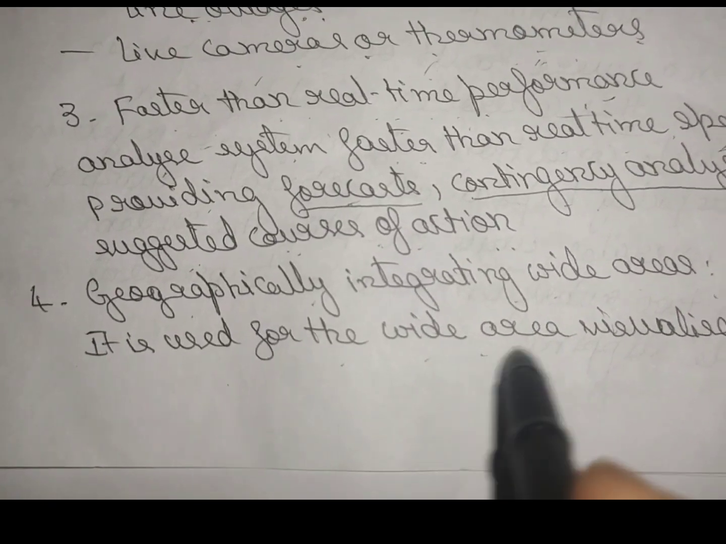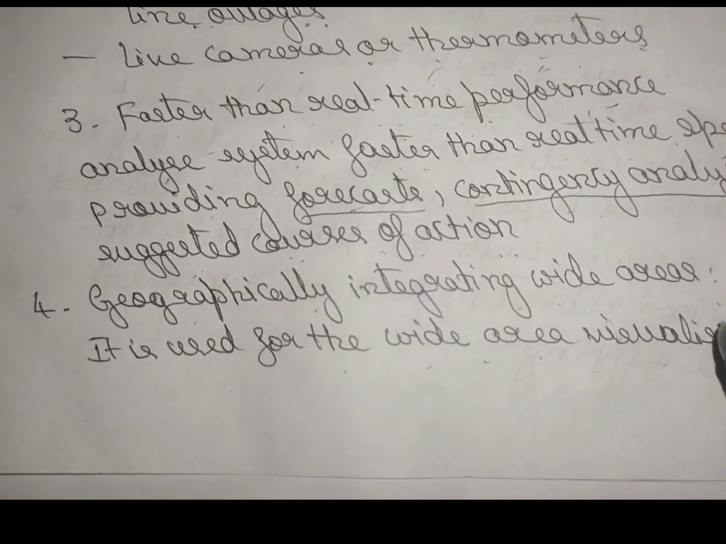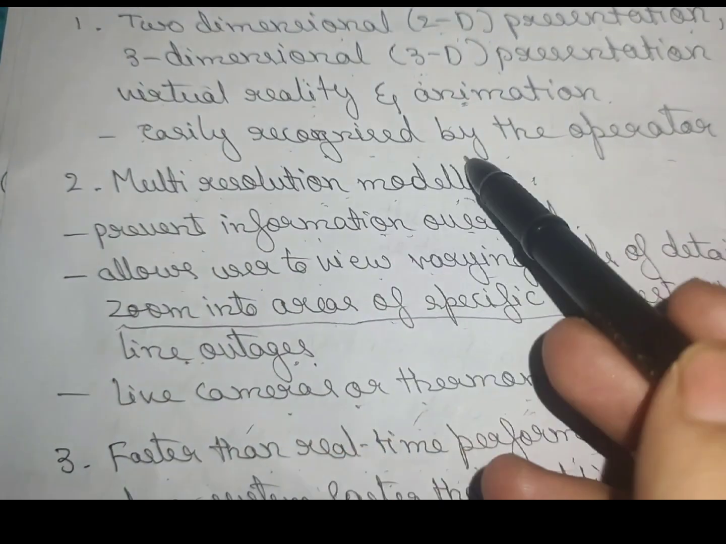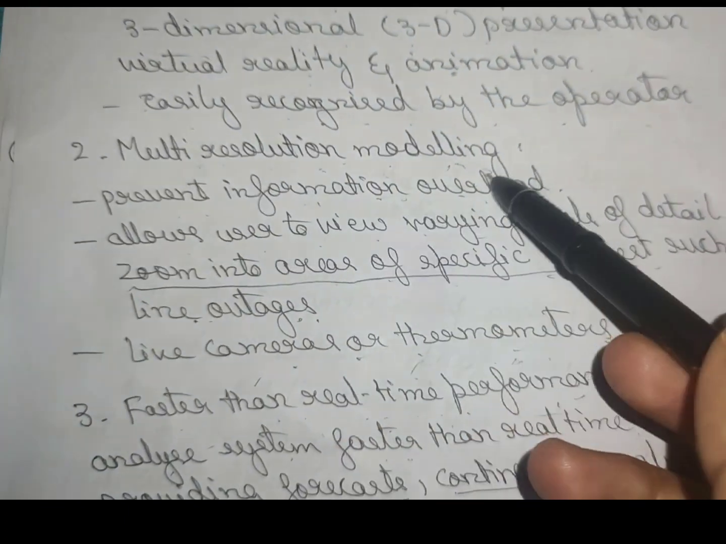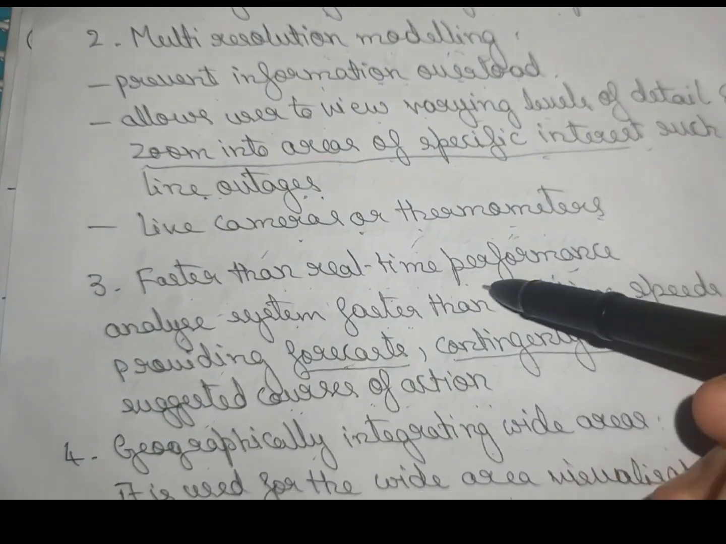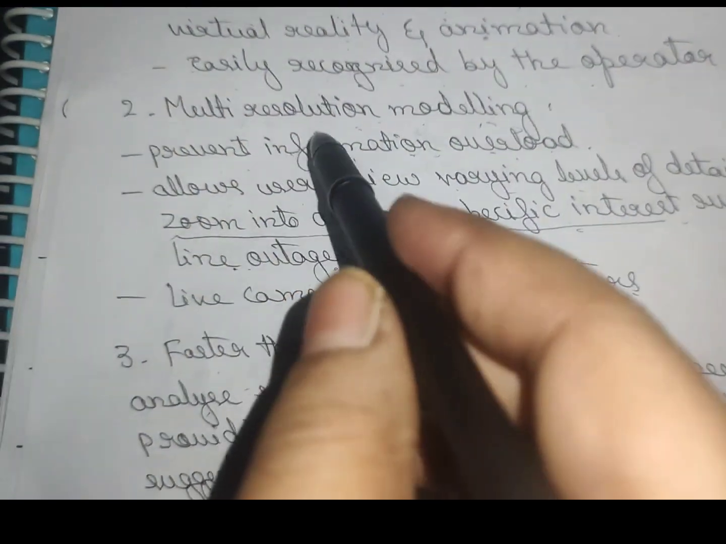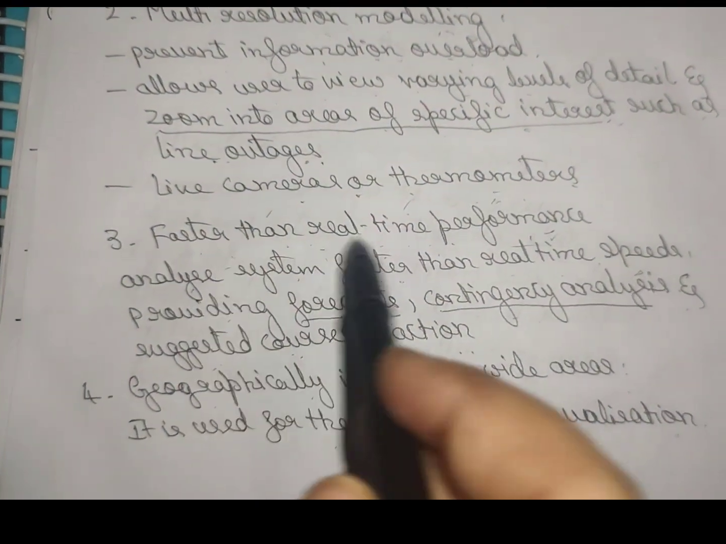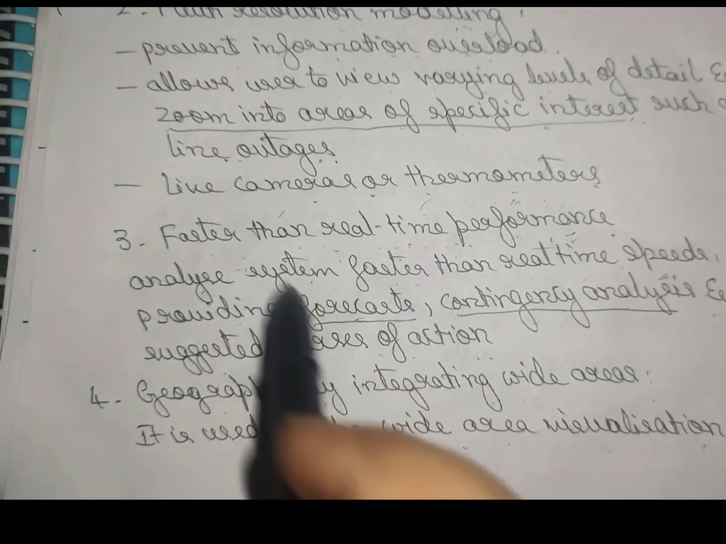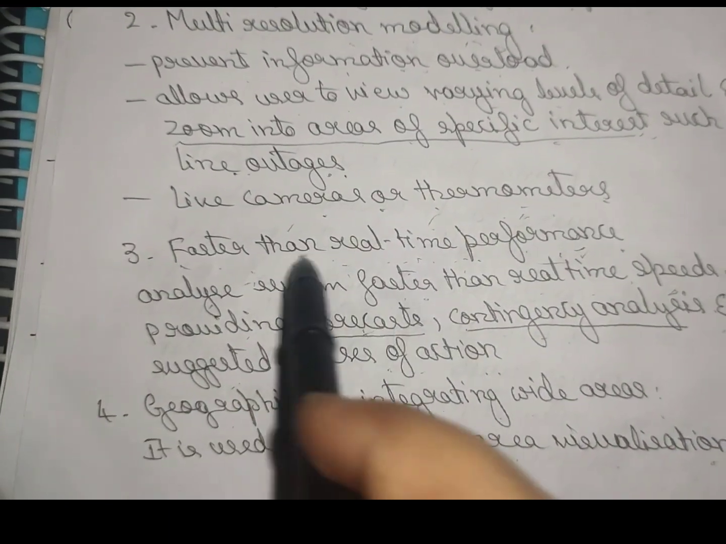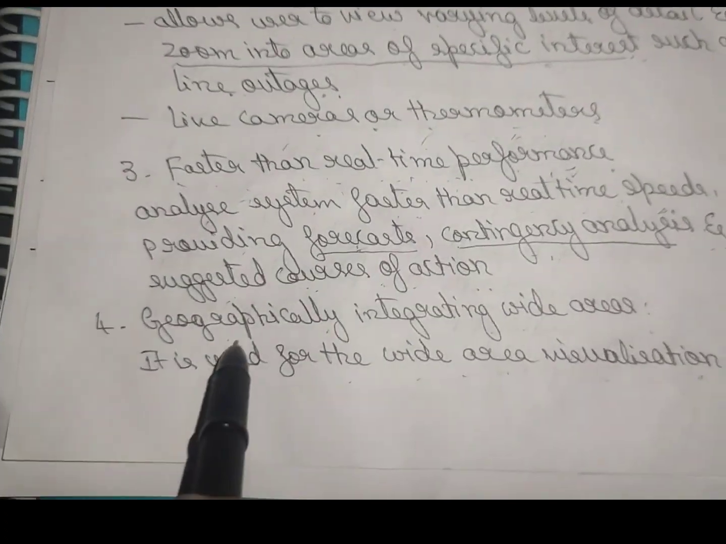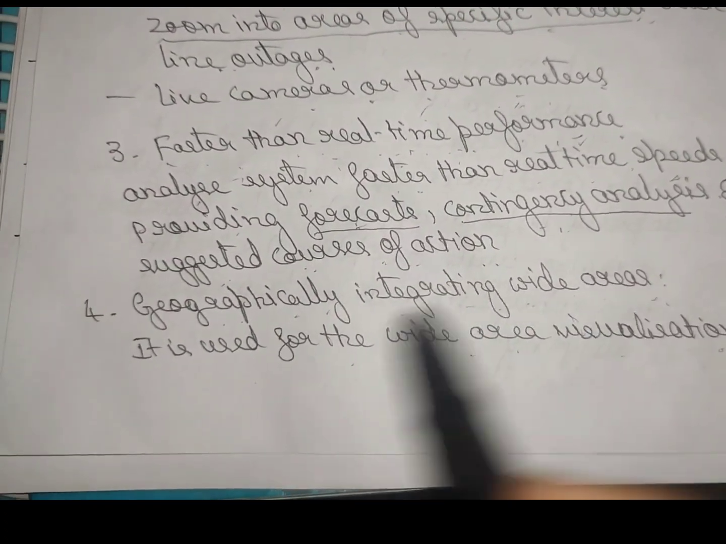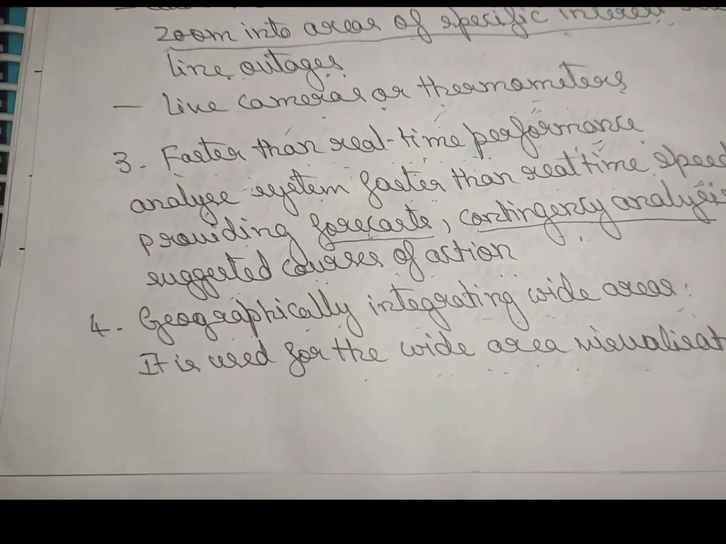Next is geographical, integrating wide areas. It is used for wide area visualization. So one is 2D and 3D representation, easily recognized by the operator, then multi-resolution modeling and faster than real-time performance. In multi-resolution, remember zoom into areas of specific interest, line outages, line cameras or thermometers. In faster than real-time performance, remember forecast and contingency analysis, and geographical integrating wide areas, used for wide area visualization.